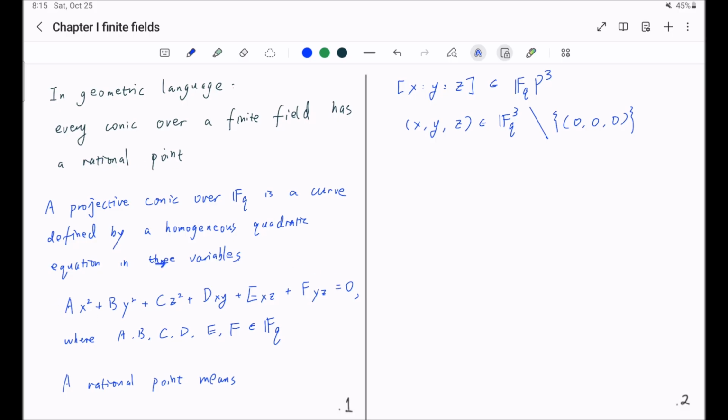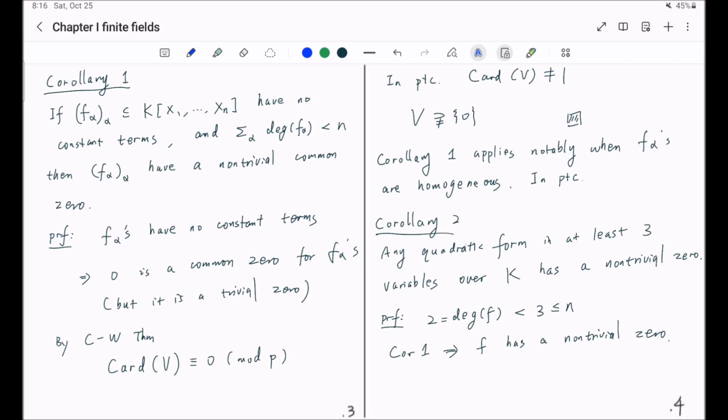And of course, you can write this in more variables, x, y, z, w, etc., but increasing the number of variables doesn't matter, as corollary 2 states that this is true for quadratic forms with at least 3 variables over a finite field.